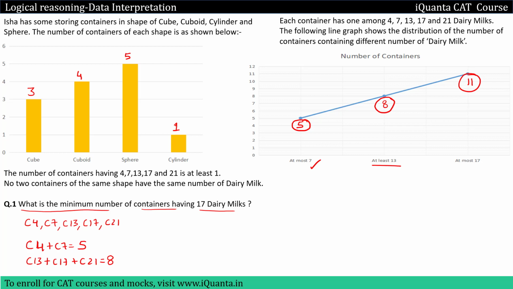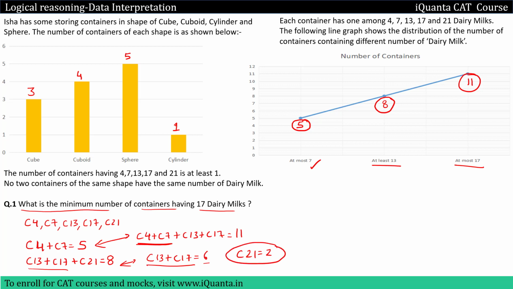Similarly, I'll write down the third equation for this 11. There are 11 containers that have at most 17 chocolates. So at most 17 means 17 or less. So C4 plus C7 plus C13 plus C17 is the total number of at most 17. This is equal to 11. So now we have 3 equations. So first of all, if I relate these 2 equations, I can write C4 plus C7 equal to 5. So I'll be getting C13 plus C17 equal to 11 minus 5, that means 6. Now if I relate these 2, I can write C13 plus C17 equal to 6. So I'll be getting C21 equal to 2. So that means there are 2 containers having exactly 21 chocolates.